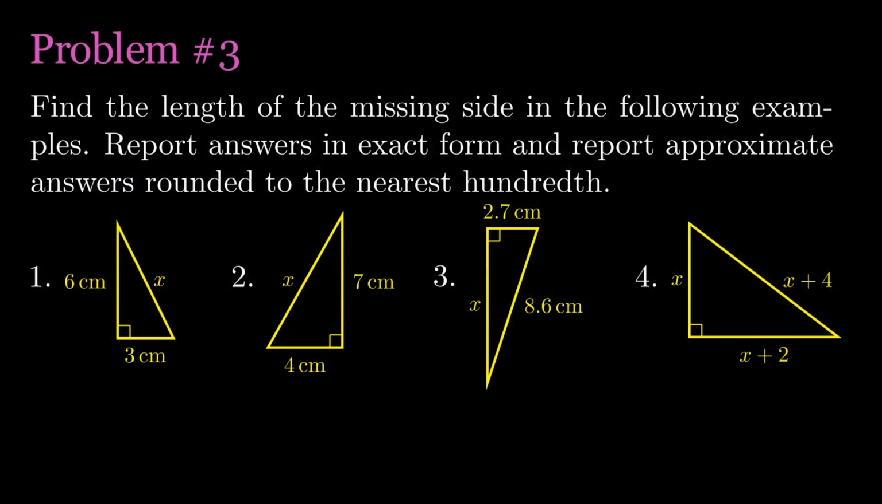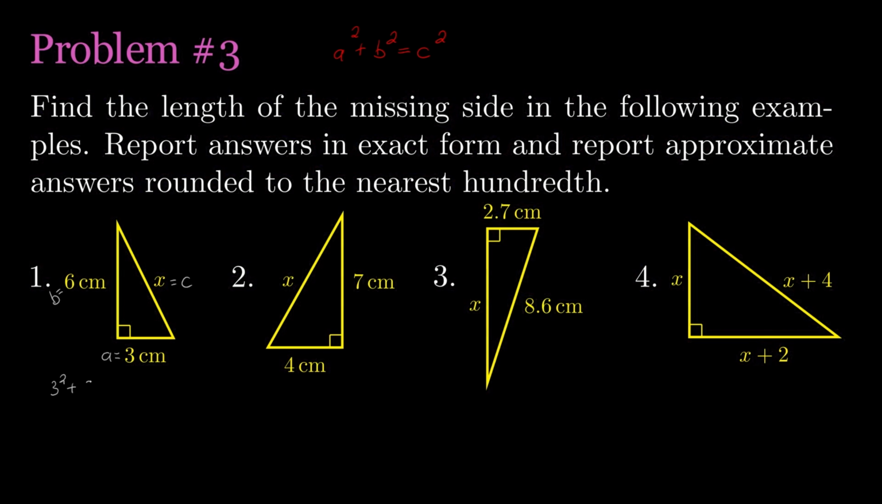Please recall that in the Pythagorean theorem, we want to label our legs as A and B and the hypotenuse as C. And with that labeling, the Pythagorean theorem states that the sum of the squares of the lengths of the legs, A squared plus B squared, is equal to the square of the length of the hypotenuse, C squared.